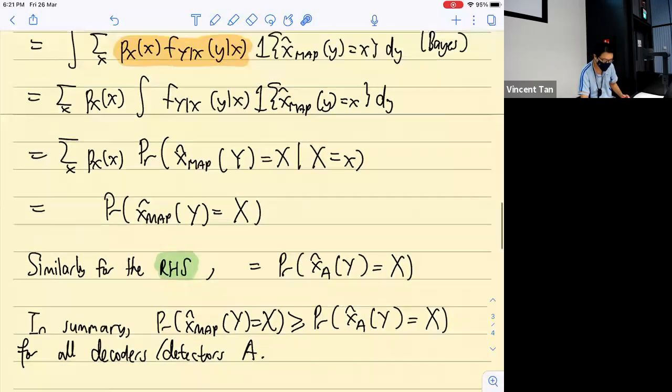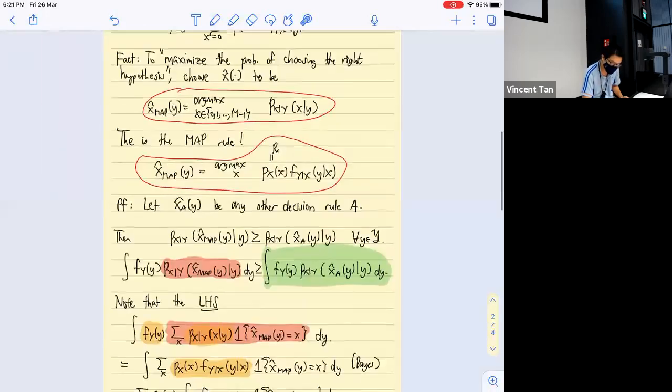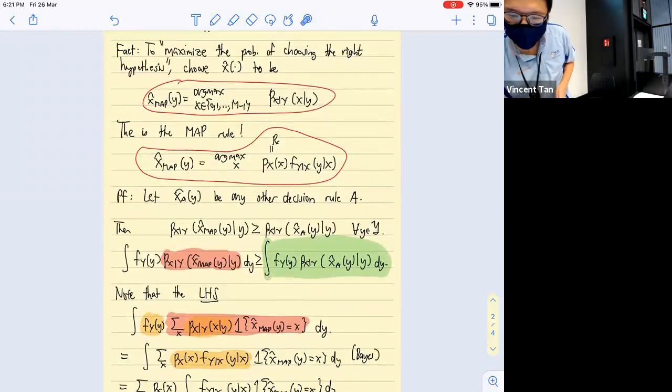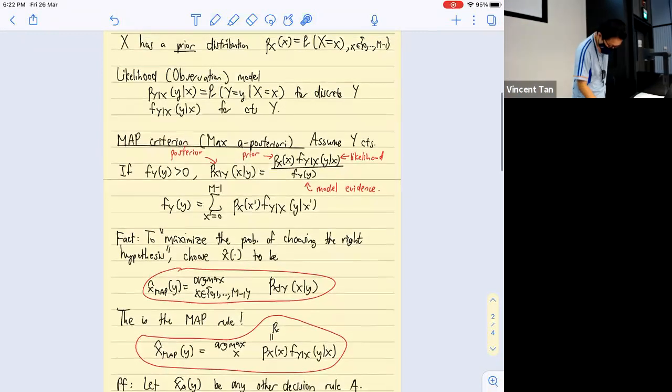So now let's go through this argument one more time, and let's go through the fact one more time. The idea is as follows. The people on Zoom, feel free to ask questions as well. But now I'm going to go through this small little proof. So what are we claiming? We have the MAP rule. The MAP rule is this rule.